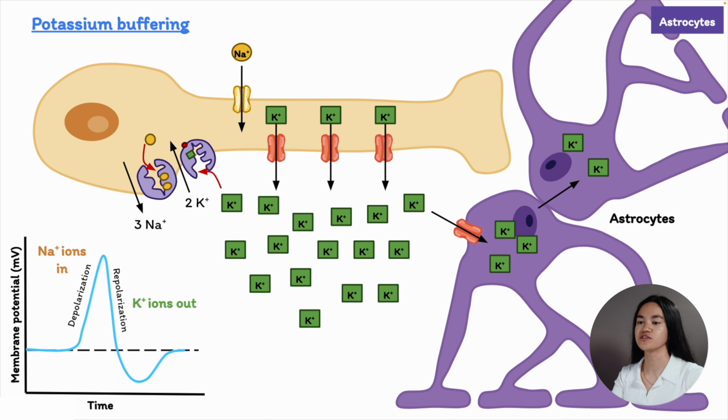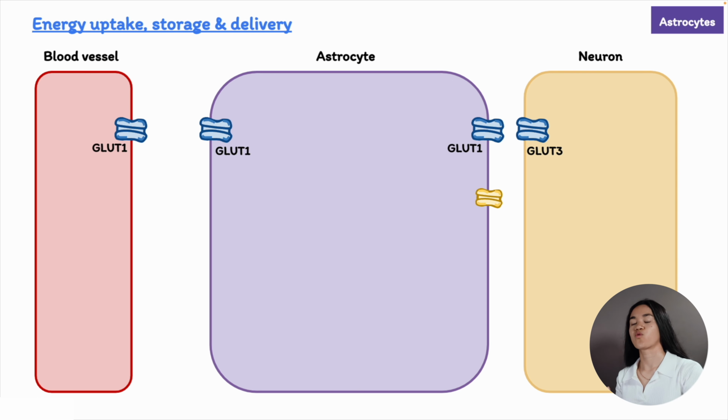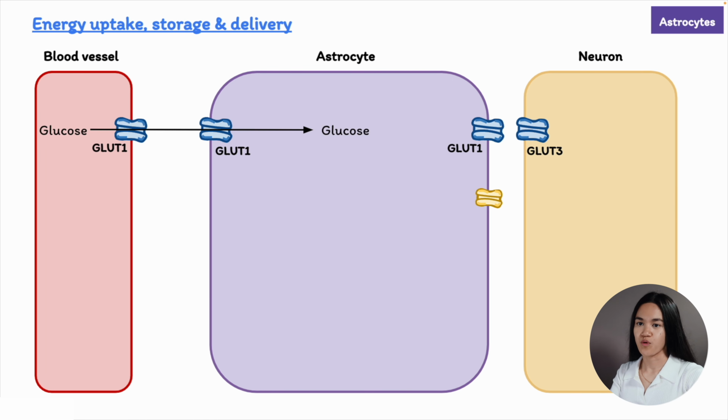Let's move on to the next function, which is energy uptake, storage, and delivery. I love this part. Glucose is the primary energy source for the brain. And astrocytes store energy in the form of glycogen, an energy reserve in brain tissue. So we have the blood vessels in red here, the astrocytes in purple, then we have the neurons. Glucose enters the brain via GLUT1 transporters, and they also enter astrocytes via the glucose transporter, GLUT1. And neurons take in glucose via the glucose transporter, GLUT3.